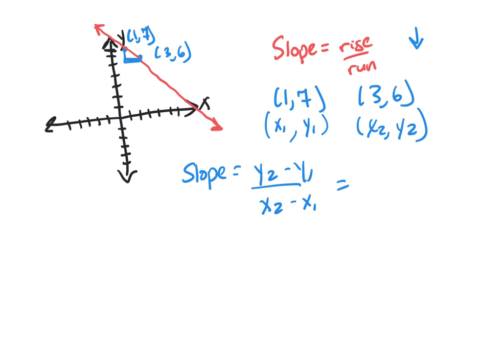So let's see, y2 minus y1. y2 is 6, y1 is 7. x2 minus x1, x2 is 3, x1 is 1. 6 minus 7 is -1. 3 minus 1 is 2. So our slope is -1 over 2.